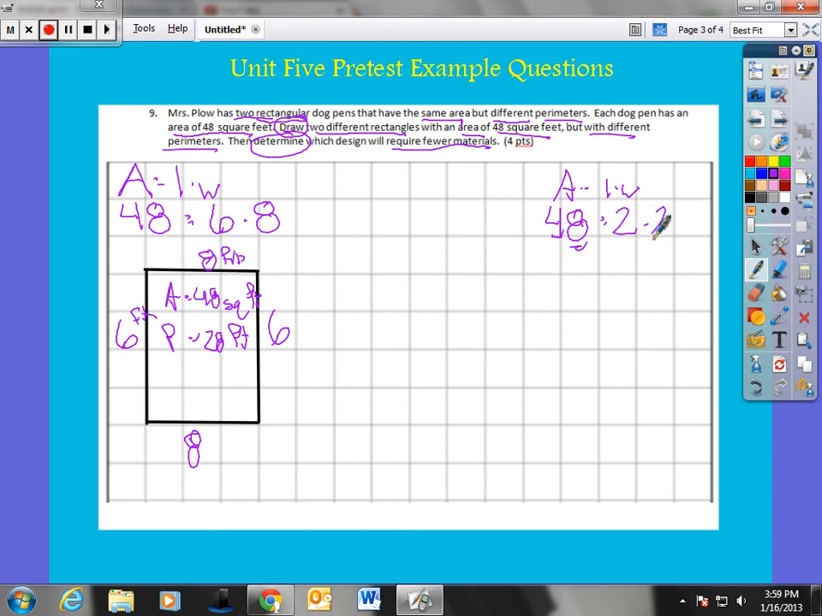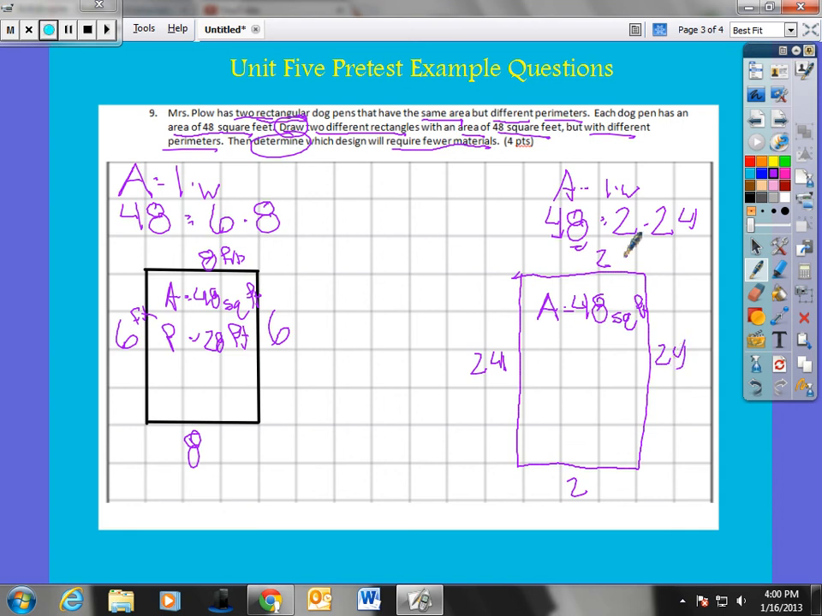Well, I could just take half of 48 because it's an even number. 2 times 24. So I'll draw another rectangle. This time with new dimensions. We have a side that's 24. We have a side that's 2. 2 times 24 is 48. That's how we find the area of a rectangle, length times width, so it's 48 square feet. This side would also be 24. This side would be 2. So the perimeter is 24 plus 24 is 48, plus 2 is 50, plus 2 is 52. The perimeter is 52 feet.